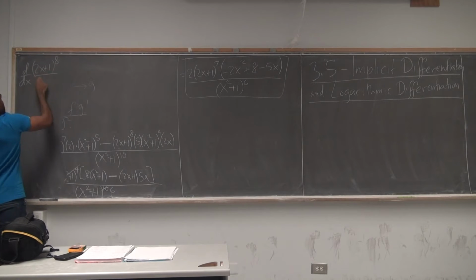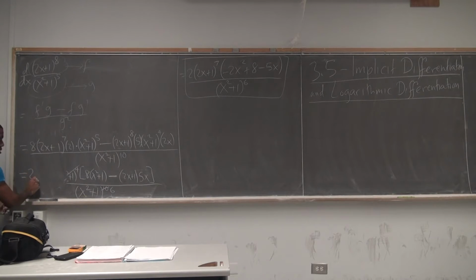What was that? 8 times (x squared plus 1), if that was g, that was f. I know that this would be f prime g minus f g prime over g squared, which gave me 8 times (2x plus 1), 2 times (2x plus 1) to the 7 times (x squared plus 1).